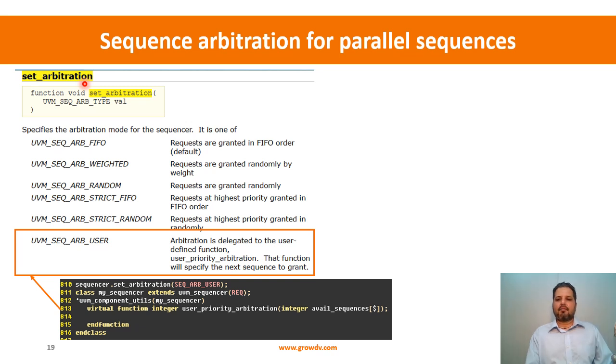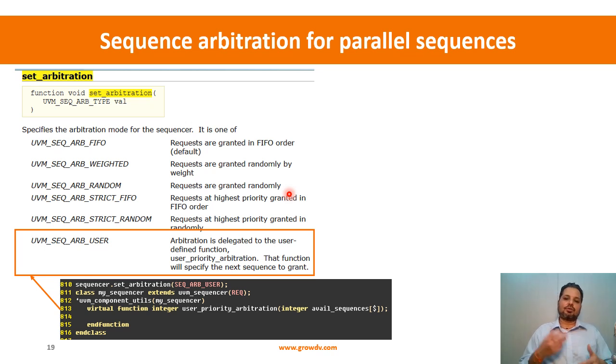Whenever we are running parallel sequences on a sequencer, the arbitration among them can be set using the set arbitration function call, and this takes an enum value, the set type value, which can be selected from one of these options. UVM sequence arb FIFO is your default option, wherein requests are granted in FIFO order, one after another. You can do arb weighted, where we specify the weight, and depending on the weight, they can be granted randomly. And then you have arb random, where requests are granted randomly.